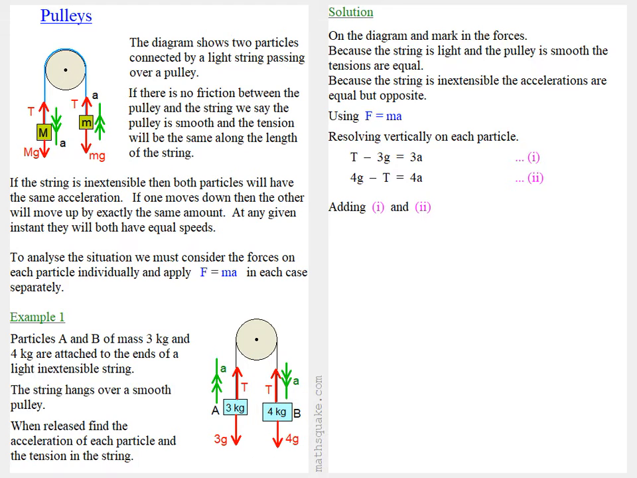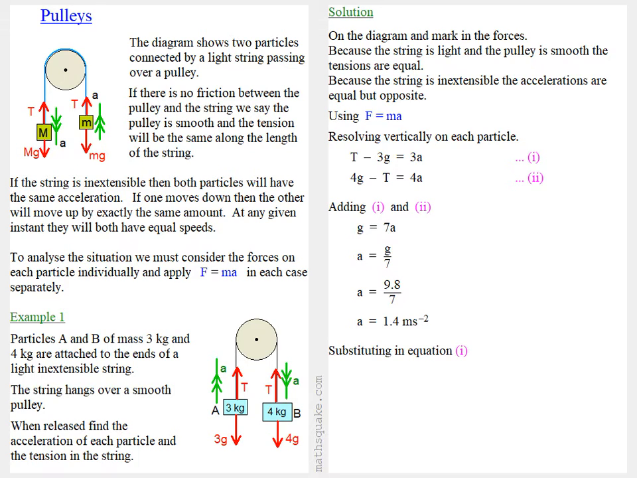Adding 1 and 2, we get g equals 7a. In other words, a is equal to g divided by 7, but g is 9.8. So a is 9.8 divided by 7, which is 1.4. And so the acceleration is 1.4 meters per second squared.